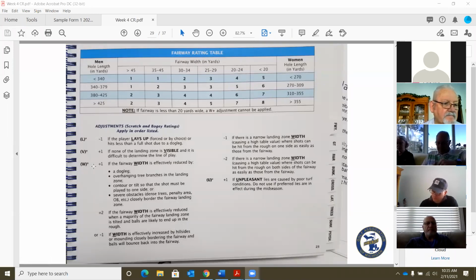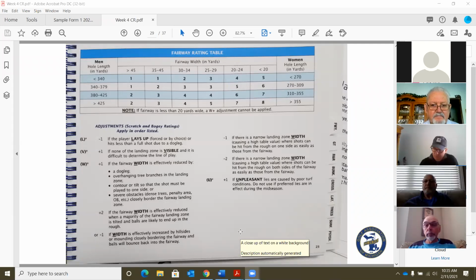Also with the fairway adjustments, you have the W plus, but we also have a W minus as well. These are going to be used in a couple of situations. One where the width is effectively increased by hillsides, a mounding that closely borders the fairway, and the balls will bounce back. I'm sure some of you have played these courses where they have fairways and there are these big mounds that basically if you hit it somewhere up in the mound, it's going to kick down towards the fairway. So we would do a W minus in those cases because our fairway width is effectively widened.